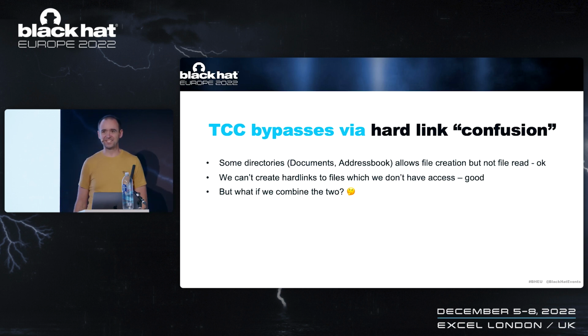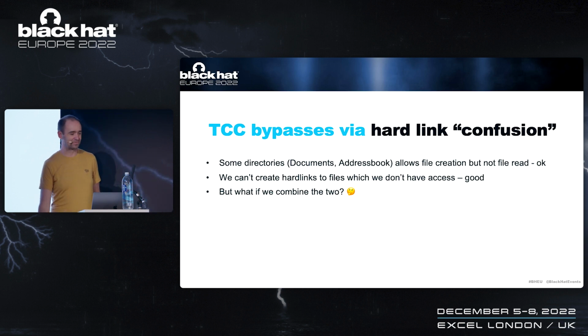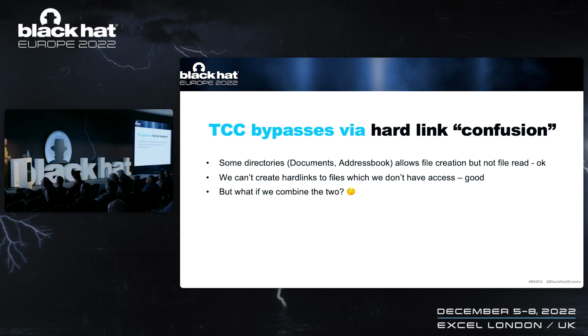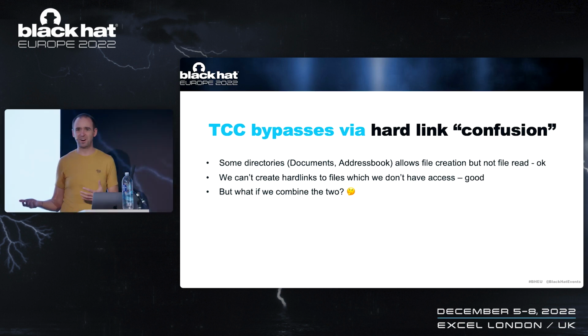And then there was a very interesting bug. I call it hard link confusion. So some directories, like documents, address book, as we saw earlier, are protected by TCC, so we cannot read and modify files that exist. But we can create new files there, which is weird at first, and I frequently got asked this question, is this normal? Yes, it is. It's confusing, but it's still OK, because if you create a new file as an attacker, you don't really access the user's private stuff. So it's weird, but it's OK.